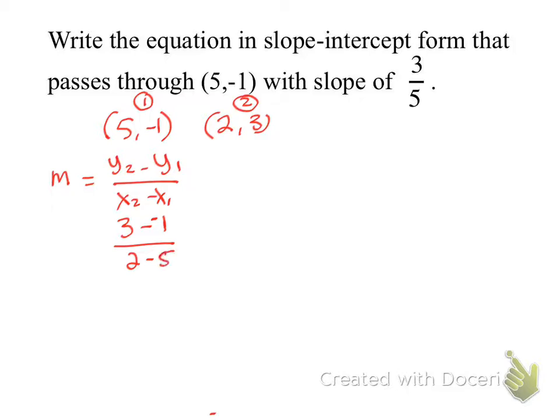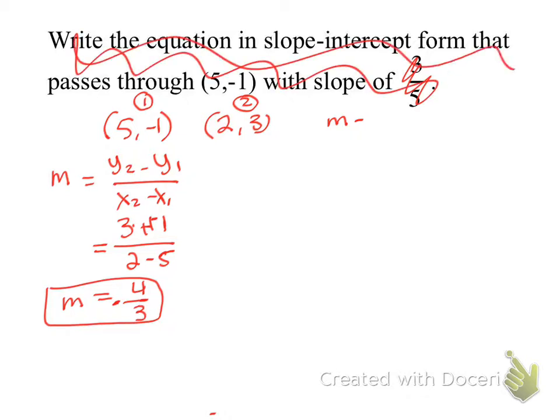2 minus 5, which equals 4 over -3. And the whole thing is negative, right? So now what I'm doing is I'm using my m, forget this problem, right? I'm using my m as -4/3, and I get to choose a point. Which point do you want to choose?